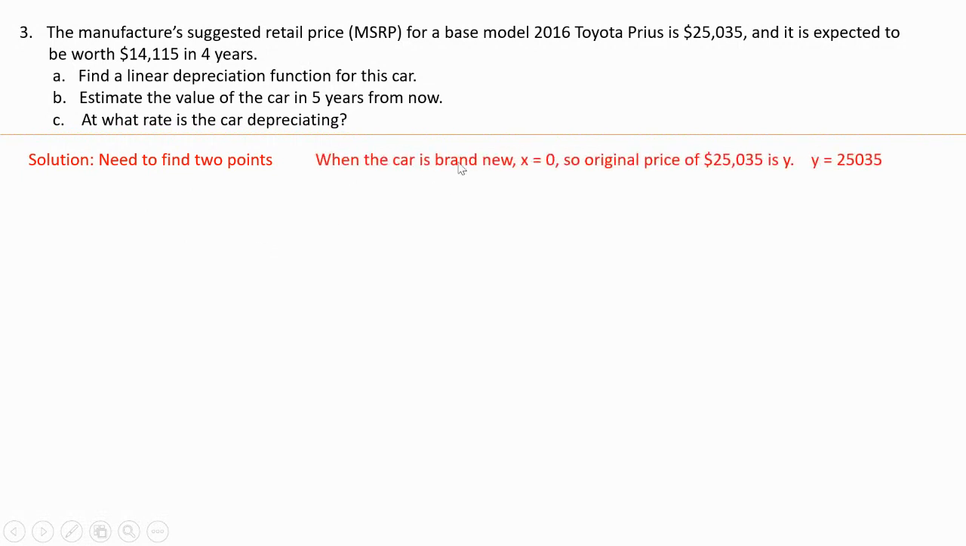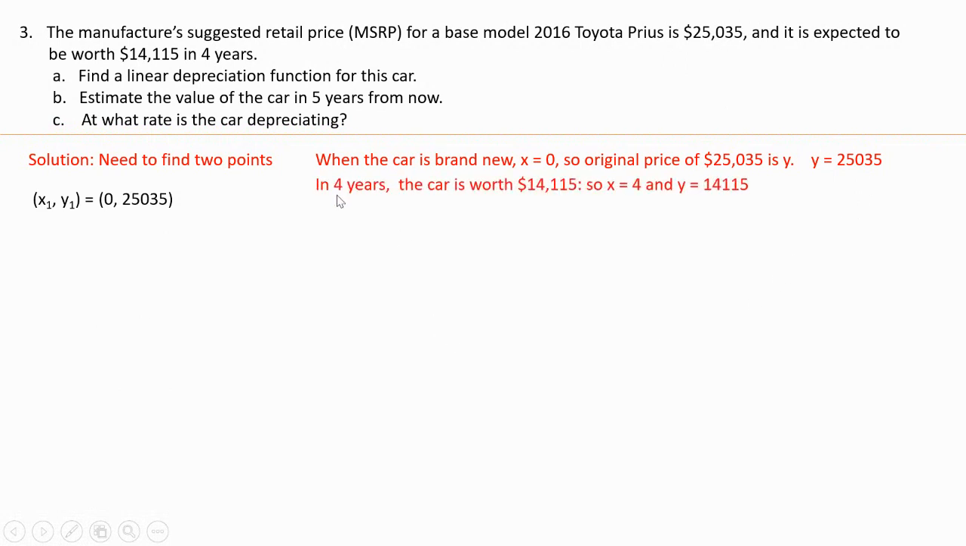So we always start when the car is brand new, x is 0, right? So when the car is brand new, in 2016, x is 0, or t is 0, same thing. X and t will be the same, because if you use t on these problems, it has to do with time. But in most cases, we like to use x and y. So when x is 0, the original price is where you started off from. Okay, so when x is 0, y is 25,035. So that's my first point.